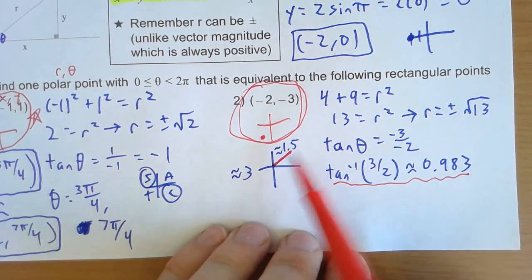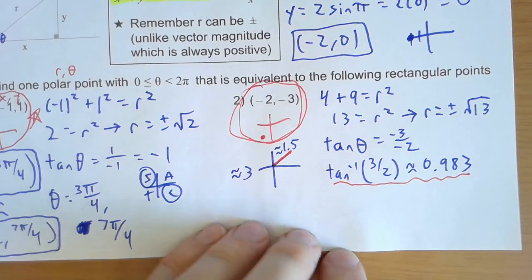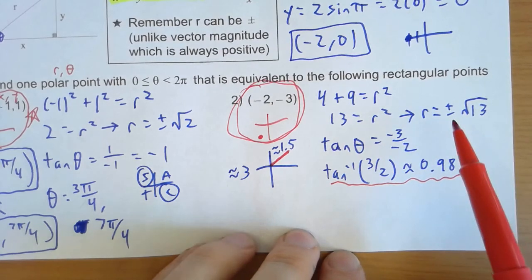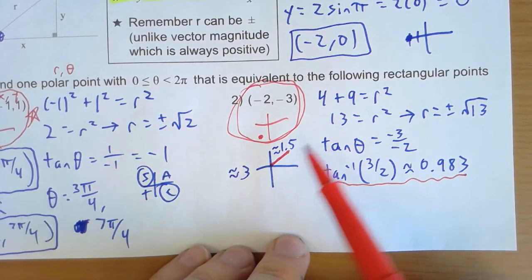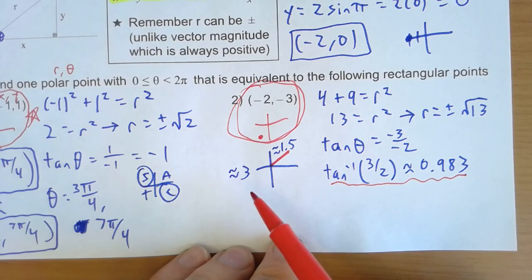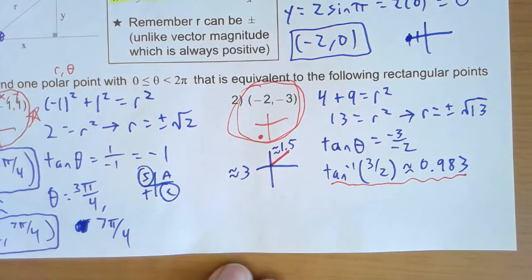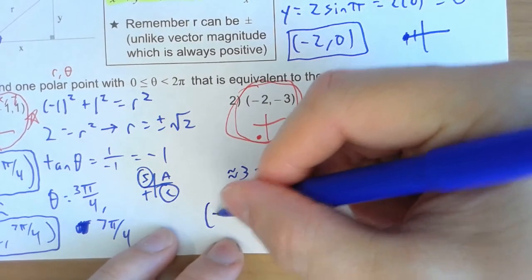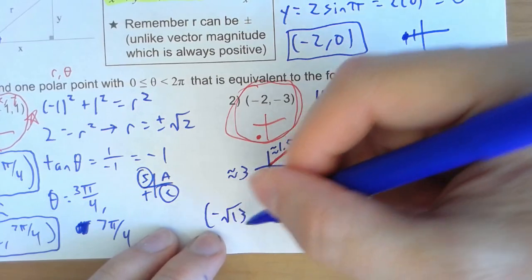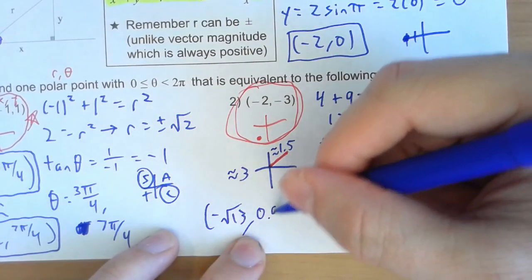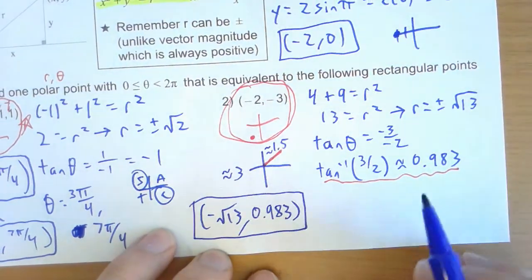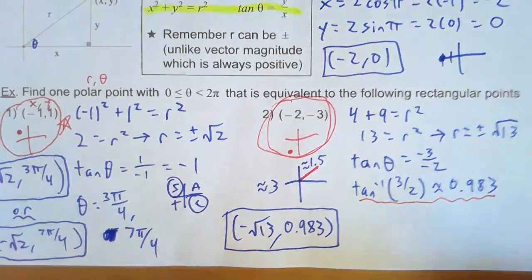Well, would a first quadrant angle work with a third quadrant point? It actually would. We just need a negative r. That's what the negative r is going to do for us. It's going to flip that first quadrant point over into the opposite quadrant, the third quadrant. So I can use this angle that my calculator gave me. I just need to pair it with that negative r. Negative root 13 with 0.983. And we only asked you for one polar point, so that's really all you need.